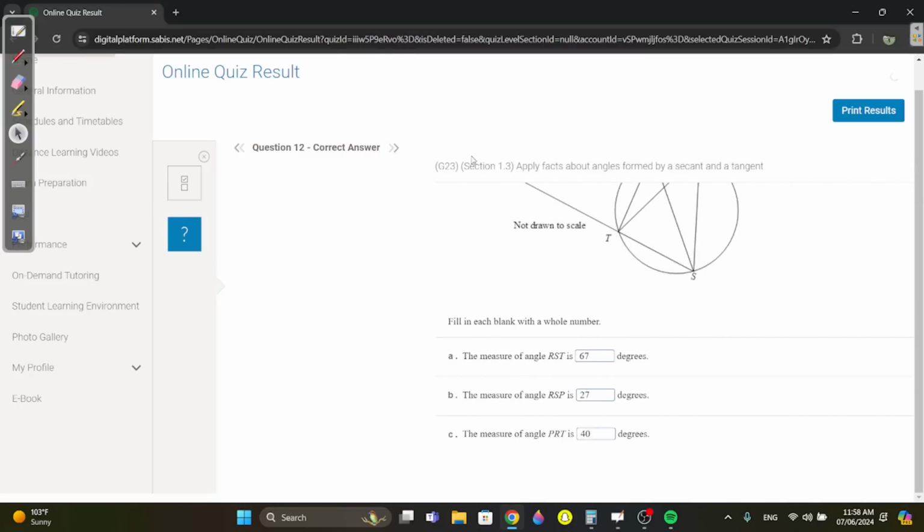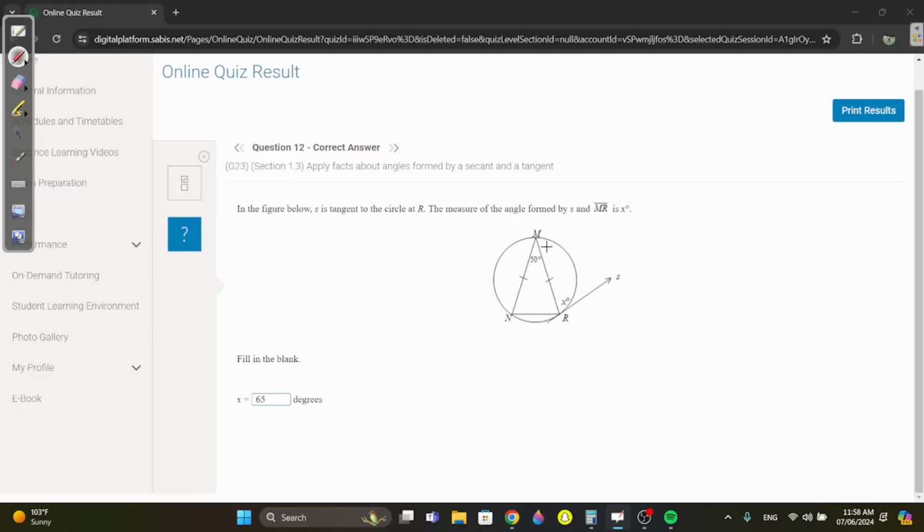Question 12. In the figure below, S is tangent to the circle. Look, whenever you see a shape like this, just do 180 minus 50 divided by 2. You're going to get 65. This angle here, it's a theorem. This angle here is always equal to this angle here. Whenever you have a triangle and you have the angle formed by the tangent, it's equal to the angle down here. And I know the question comes copy-paste in the exam, and it's periodic.